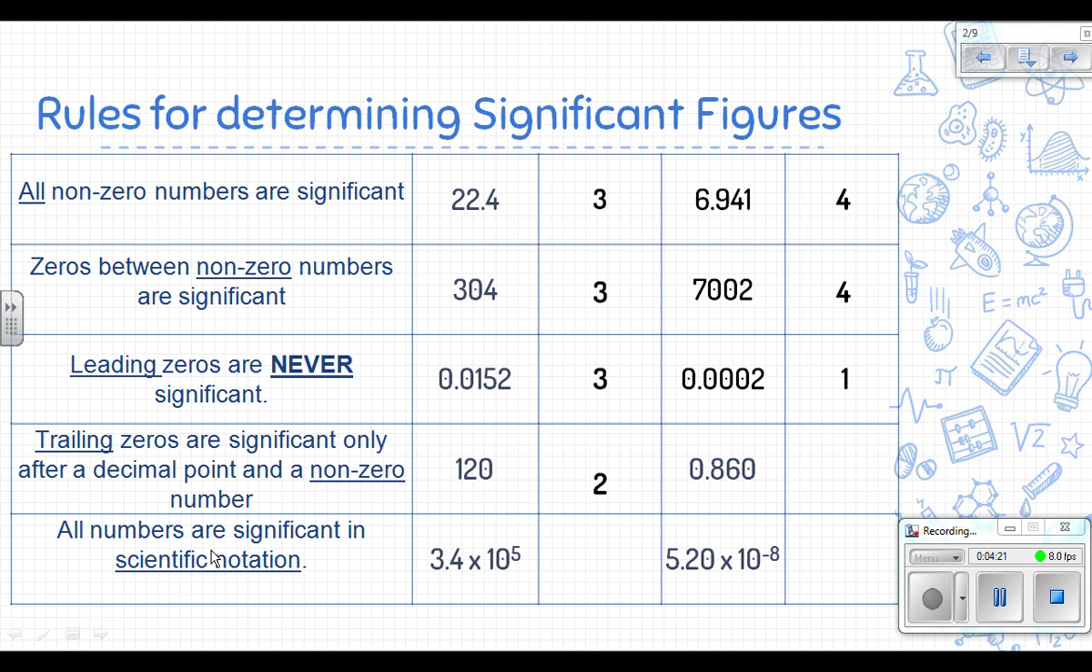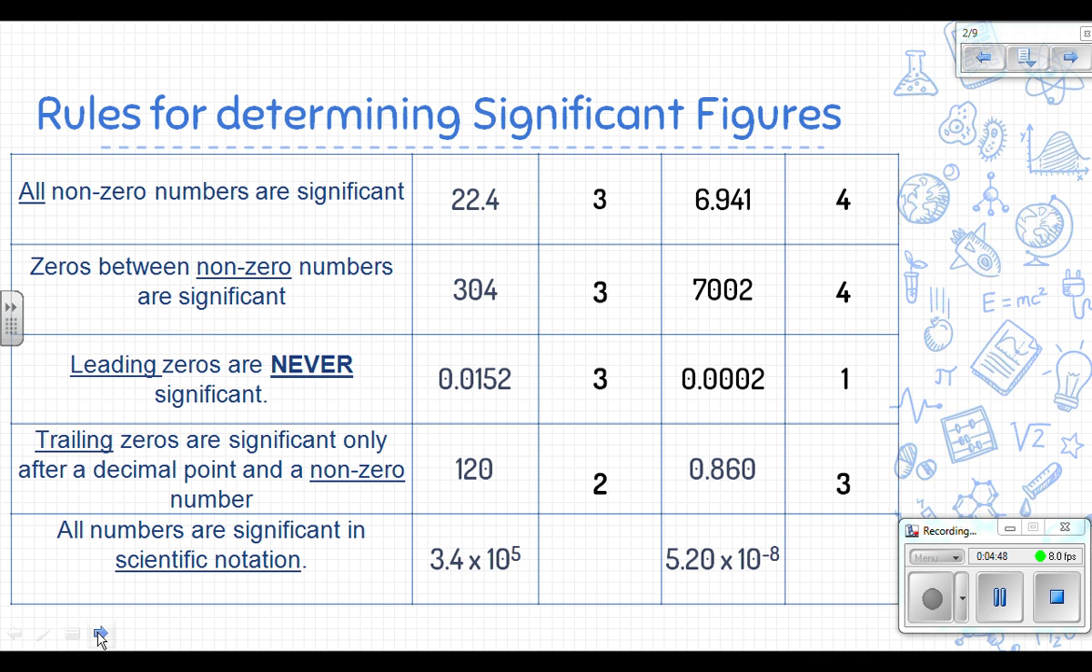Now for our next one, it's 0.860. The first 0 doesn't count because it's leading. The 8 and the 6 count because they're non-zero. And then that last 0 is trailing, and it's after non-zero digits, and there's a decimal point in the number. So all 3 of those digits count, including the 0. So that makes 3 significant digits.